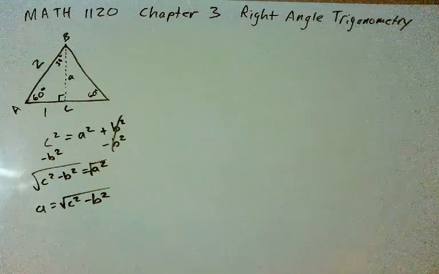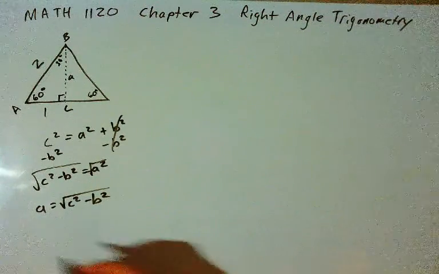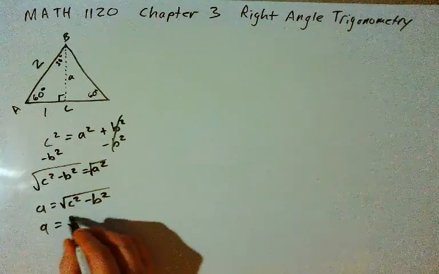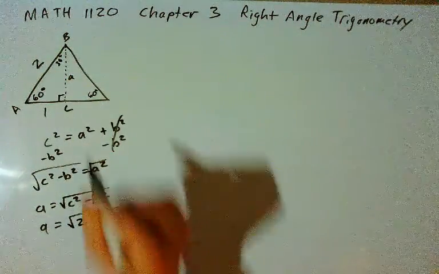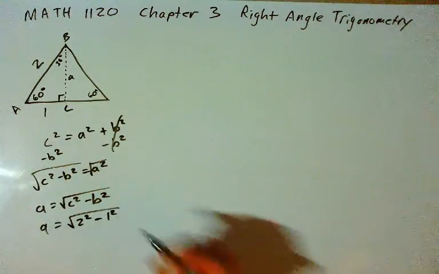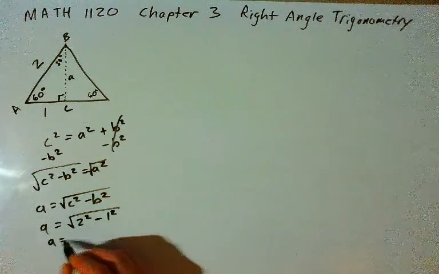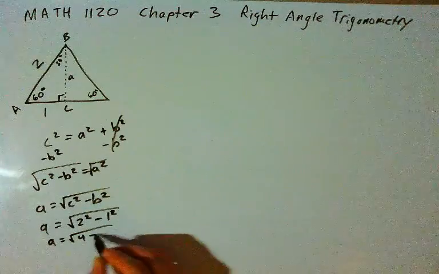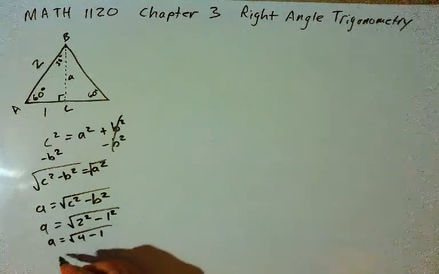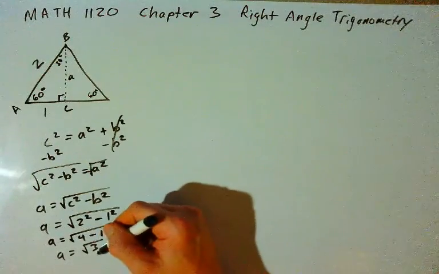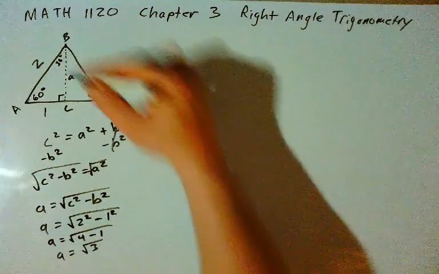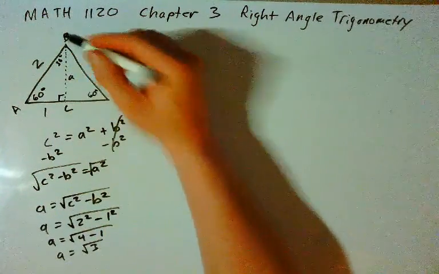And we've seen this form of the Pythagorean theorem before. And so C squared is 2 squared, minus B, which is 1, and that is also squared. And so A will be equal to the square root of 4 minus 1, and A will be equal to the square root of 3. And so I'm going to leave this as a radical. The length of this side is radical 3. Okay.